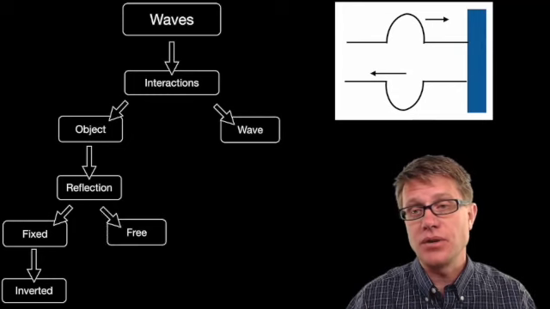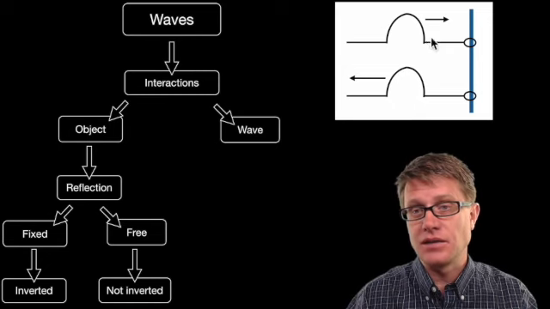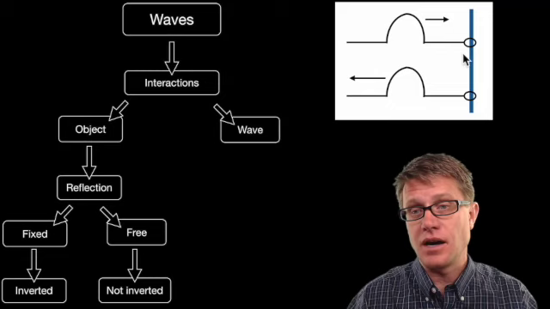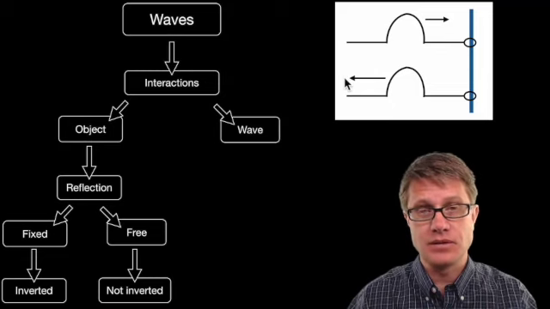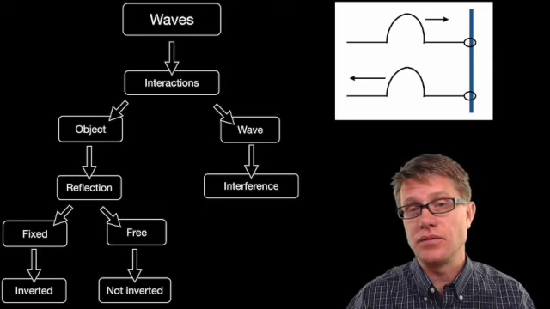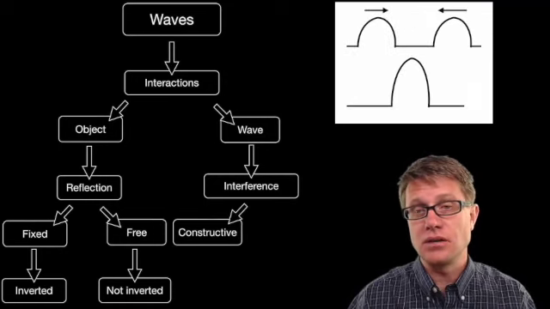What happens if it's a free object? Well, the opposite happens. As it comes in, let's say that this is able to move back and forth. The wave comes in on the top and it goes back on the top. And so that's reflection. Now when waves hit each other, we get what's called interference. Two waves interacting. That interference can either be constructive.